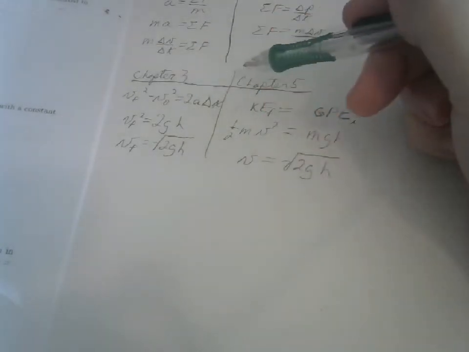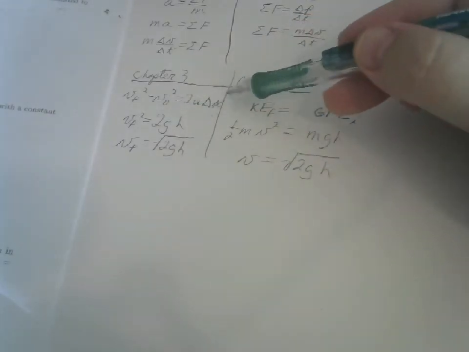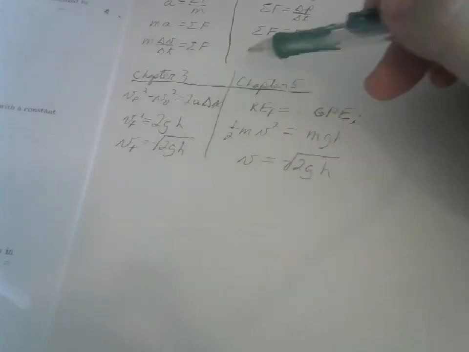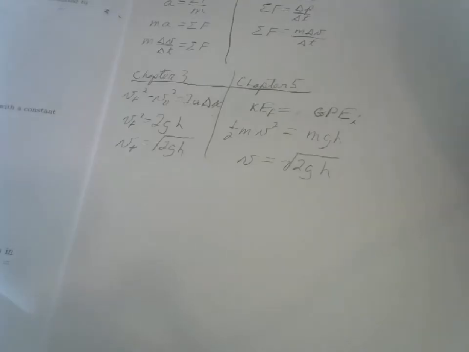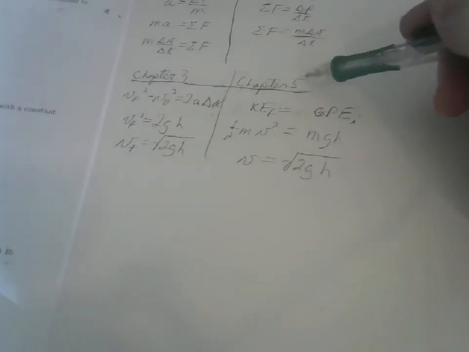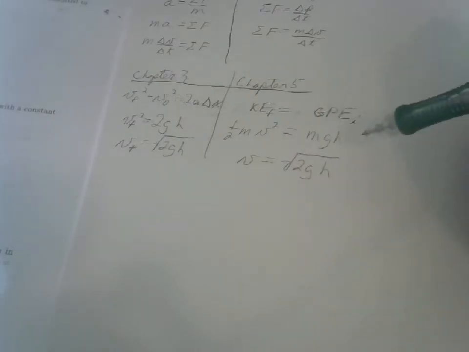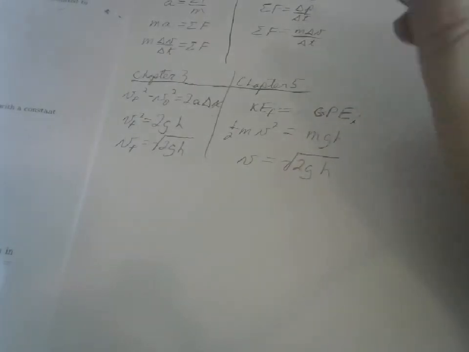Chapter 3 had the kinematics equation, v final squared minus v initial squared equals 2a delta x. You can say the acceleration is g, the delta x is the height, and the initial velocity was 0. So you solve that and you get the square root of 2gh. You can also get it from the methods of Chapter 5 by noting that the final kinetic energy is equal to the initial gravitational potential energy. So that gives you 1/2 mv squared equals mgh, and also you get v equals the square root of 2gh.